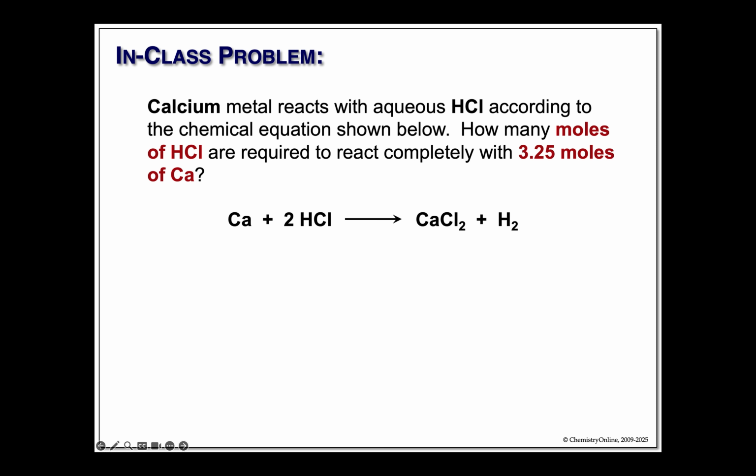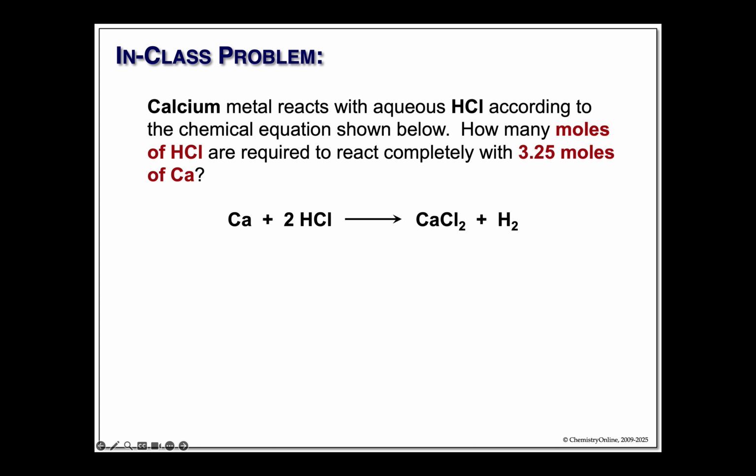Calcium reacts with HCl. We've done this in lab. The chemical equation is here. It looks like it's balanced to me. We want to know how many moles of HCl we need to react with 3.25 moles of calcium. So what we're looking at is the relationship between HCl and calcium. They're both reactants, but that works fine. And it's 2 HCl's for every calcium.